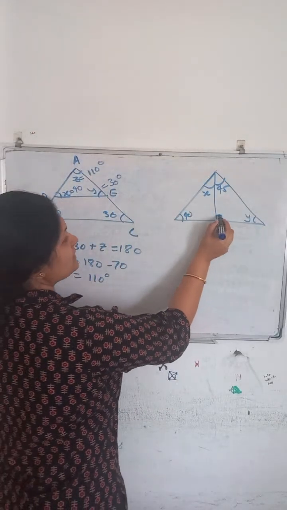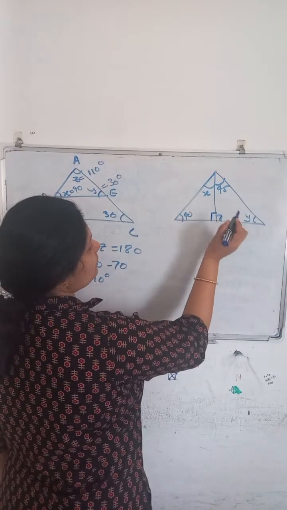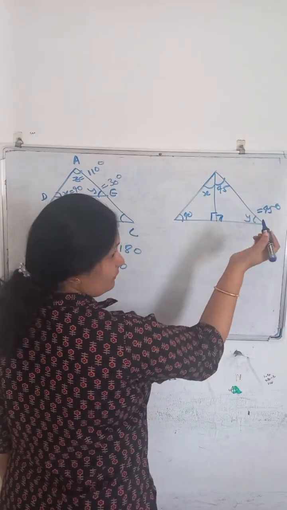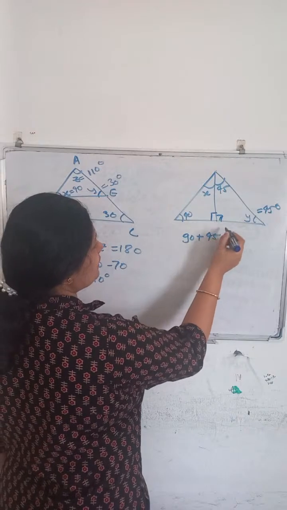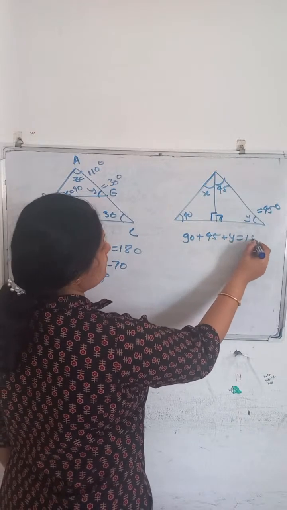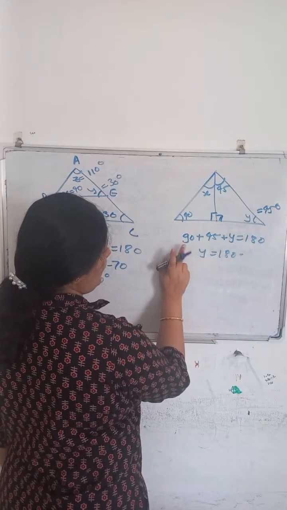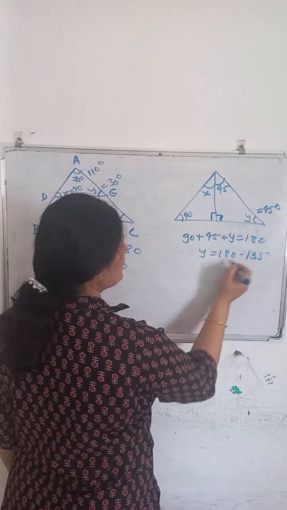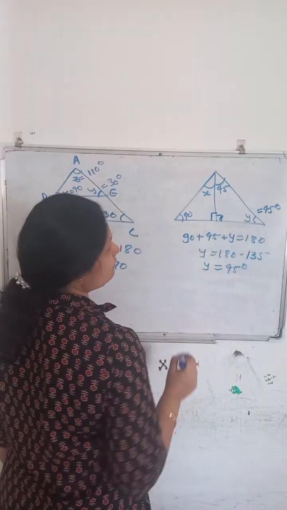Now here this is 90. That means this is also 90. This angle is 45. This is 90, then this is also 45. If you want, you can calculate. One angle is 90, another is 45 plus Y is equal to 180. So Y is equal to 180 minus 135, that is nothing but 45. So why am I getting 45?